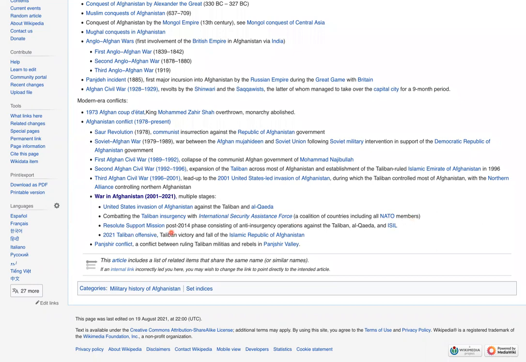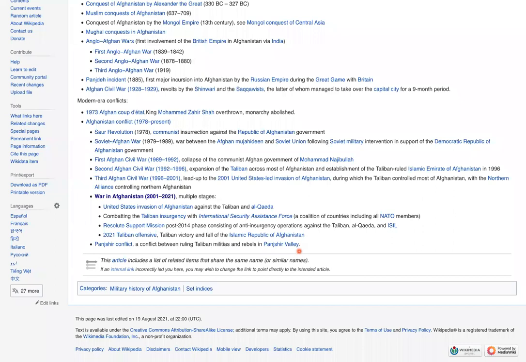Resolute Support Mission, the post-2014 phase consisting of anti-insurgency operations against the Taliban, Al Qaeda, and ISIL. This was the third stage. The 2021 Taliban Offensive, the Taliban victory and fall of the Islamic Republic of Afghanistan. This was the fourth stage. Then we have the Panjshir conflict, a conflict between ruling Taliban militias and the rebels in Panjshir Valley.